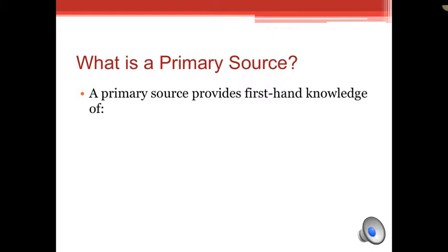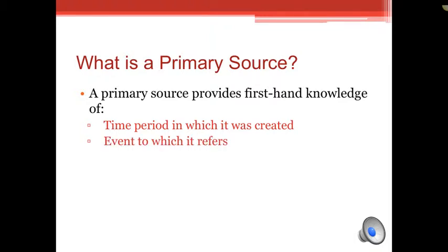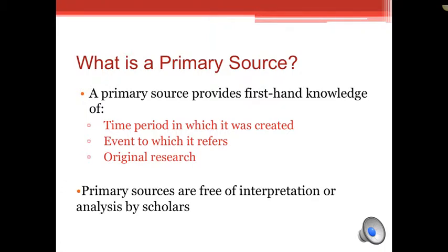What is a primary source? A primary source provides first-hand knowledge or representation of the time period in which it was created, the event to which it refers, or presents original research. Primary sources are free of interpretation or analysis by scholars and usually do not analyze other documents.